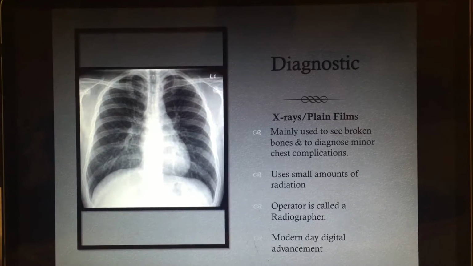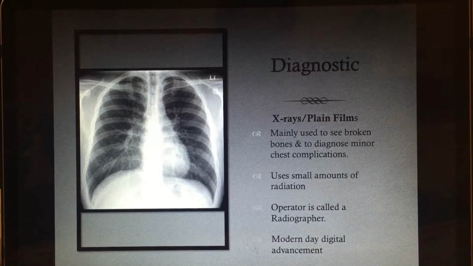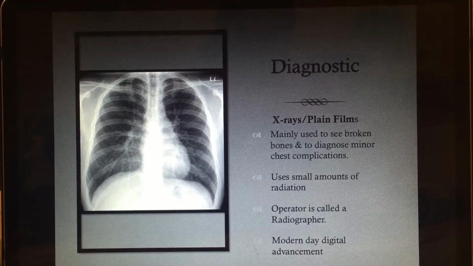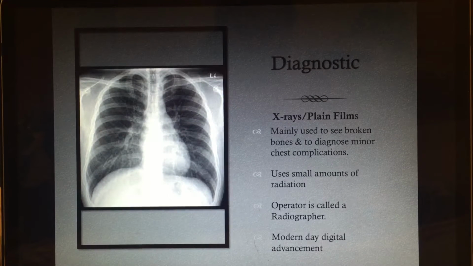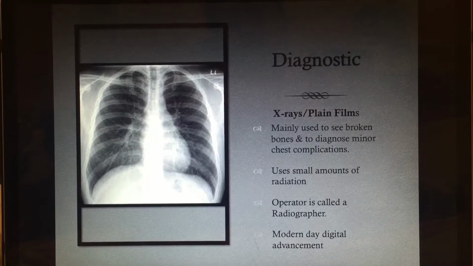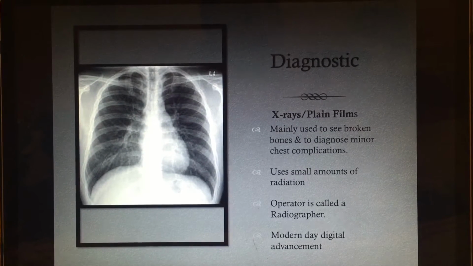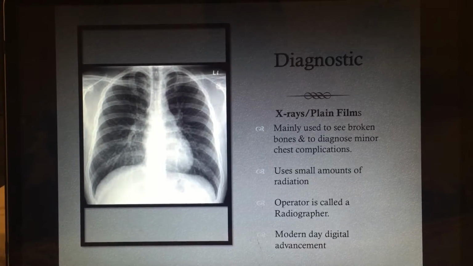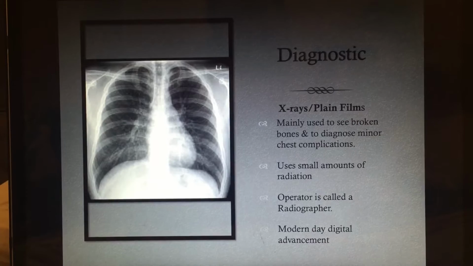X-rays or plain films are the most widely known kind of imaging. They were accidentally discovered in 1895 by Wilhelm Conrad Röntgen. X-rays are produced by transmitting radiation through a patient onto film. They are mainly used to see broken bones and to diagnose minor chest complications. Major improvements have been made over the years. We no longer use darkrooms and film. However, today we use digital imaging, which has made the process much easier and quicker.